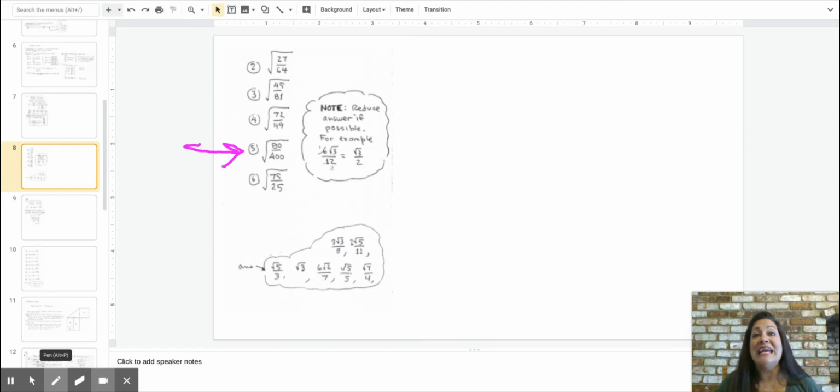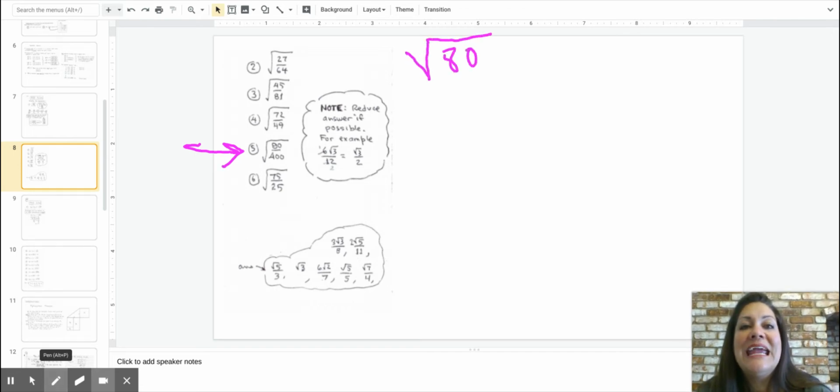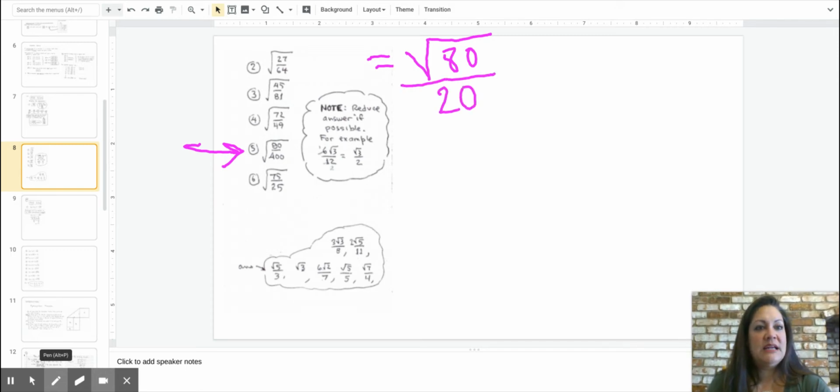Square root of 80 over 400. Well, lucky for me, I know that 2 times 2 is 4. So if I add zeros, 20 times 20 must be 400. Okay, so here we go. That gives us square root of 80 over 20. Factor tree, 80.